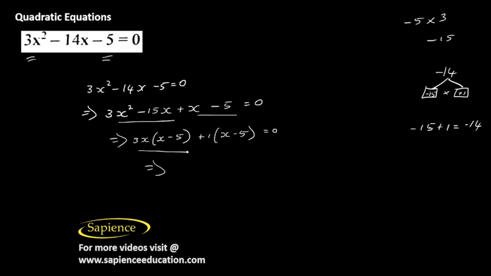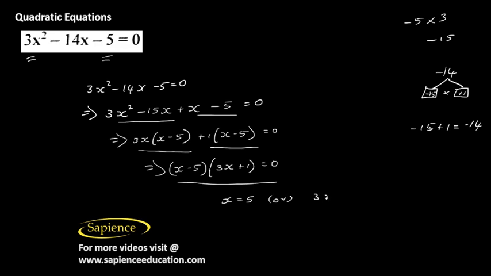Now, there are two terms. This is the first term, this is the second term, and in both the terms x minus 5 is common. So we can take x minus 5 outside. So inside we will have 3x plus 1 equal to 0. Now we got the factorized format of a quadratic equation. Now in this, we can just say either x minus 5 is equal to 0 or 3x plus 1 equal to 0. Either this number is equal to 0 or this number is equal to 0.